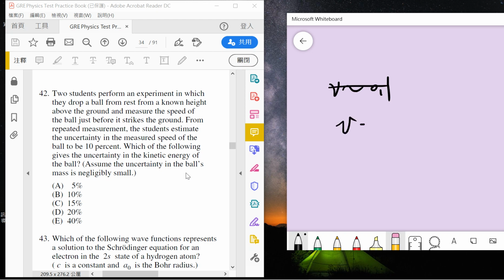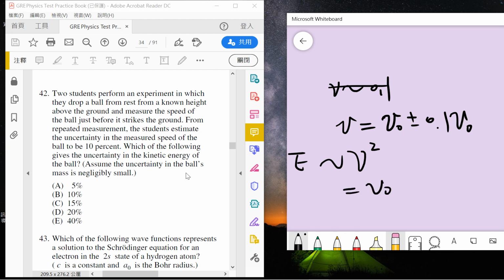So basically, your velocity is v naught plus 0.1 v naught, and it asks about the uncertainty in the kinetic energy. Kinetic energy is basically the square of the velocity. So it's v naught squared plus or minus 0.2 v naught squared, plus this term squared, but we can neglect this term. So the answer is like 20%.